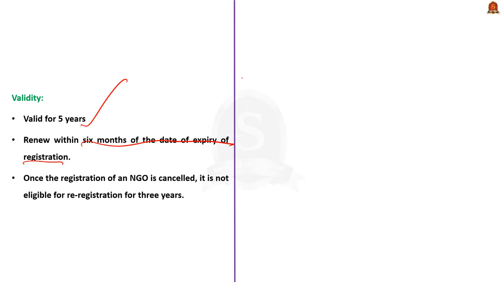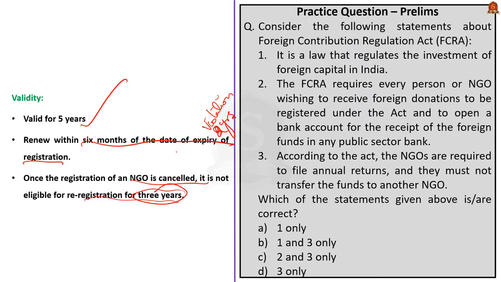The government can also cancel the FCRA registration of any NGO if it finds that the NGO is in violation of the Act, or if it has not engaged in any reasonable activities in its chosen field for the benefit of society for 2 consecutive years, or if it has become defunct. Once the registration of an NGO is cancelled, it is not eligible for registration for 3 years. So here the correct answer for the particular question is option D, 3 only.